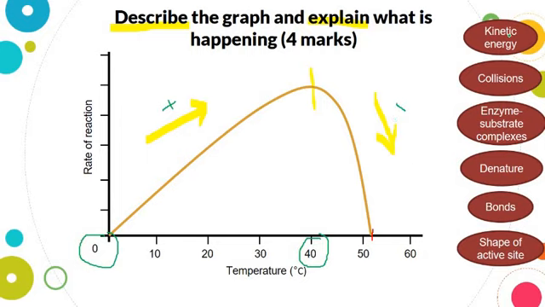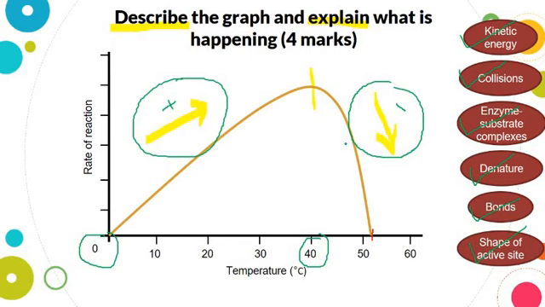To explain what's happening, let's make reference to the words on the side. So between 0 and 40 degrees, as kinetic energy increases with temperature, there are more collisions between enzyme and substrate molecules. This means it's more likely to form enzyme-substrate complexes, which increases the rate of reaction. From 40 to 53 degrees, the enzyme is starting to denature. This happens because the bonds break in the active site, changing its shape, leaving it no longer complementary to the substrate. This would be an example of something that you could say.